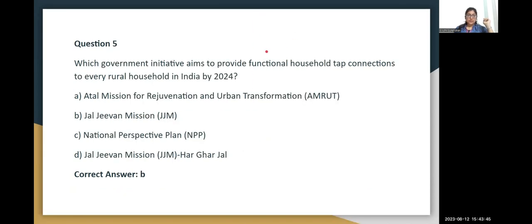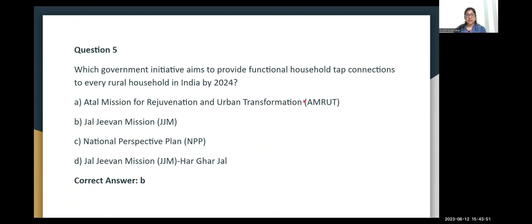Now, the fifth question was, which government initiative is aiming to provide functional household tap connection to every rural household in India by 2024? The correct answer provided is Jal Jeevan Mission. Let's see what the other schemes provided over here are: the Atal Mission for Rejuvenation and Urban Transformation, called the Amrut Scheme, the National Perspective Plan, and Jal Jeevan Mission Har Ghar Jal. Answer D is also correct because Jal Jeevan Har Ghar Jal is just a motto to it. So option D is also right.